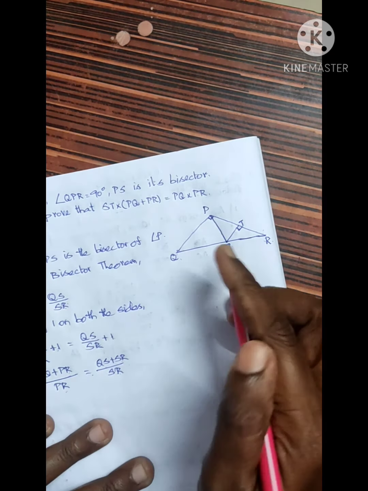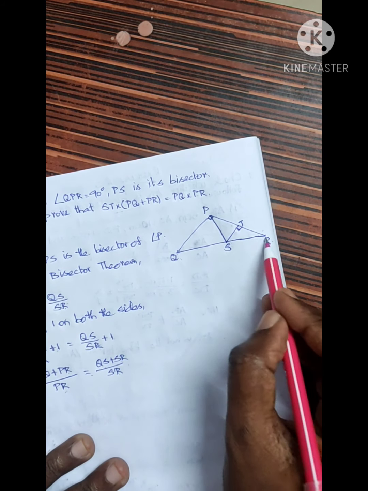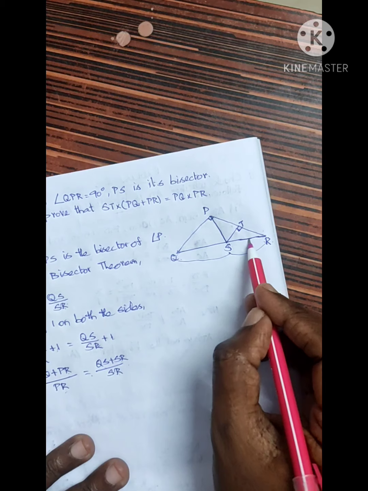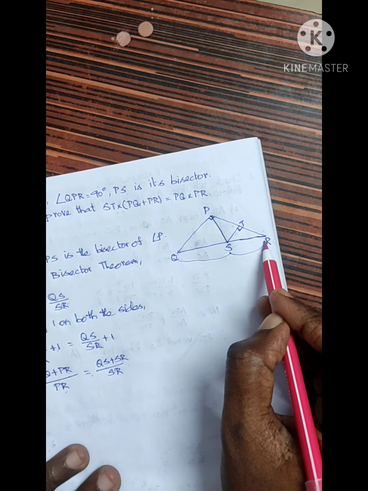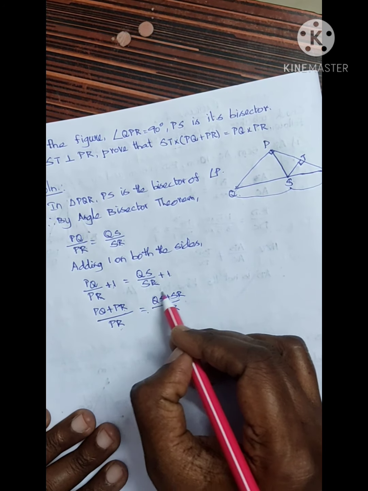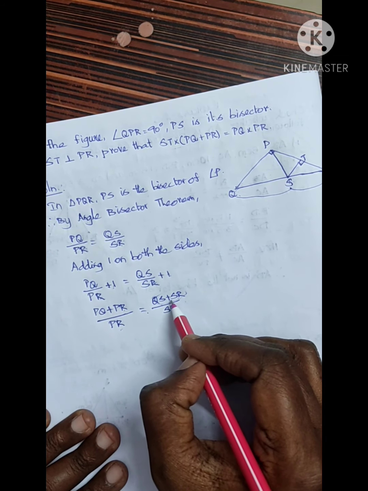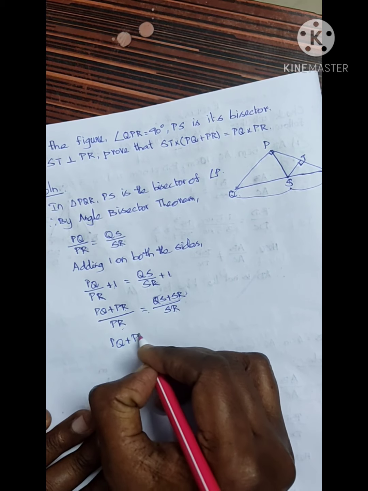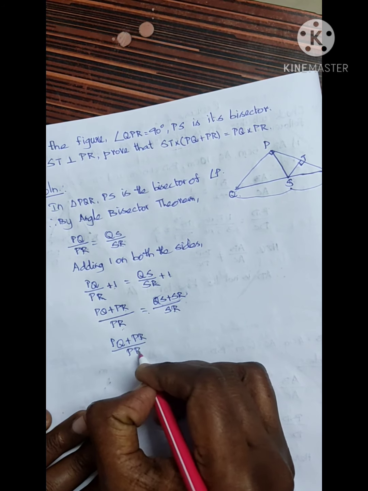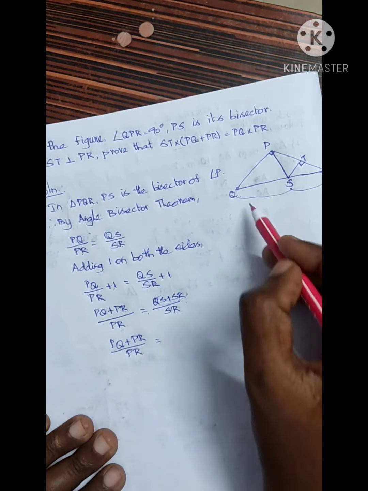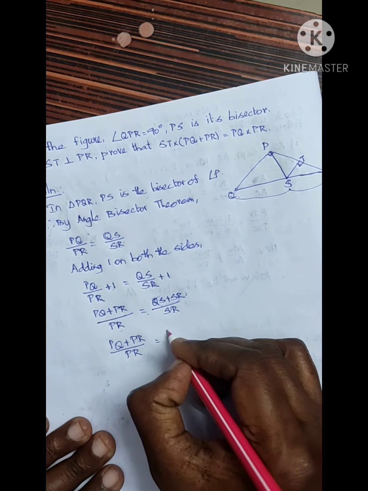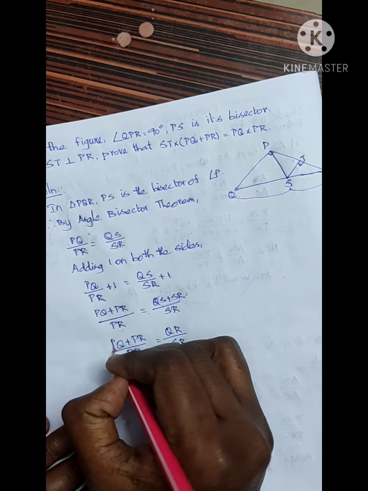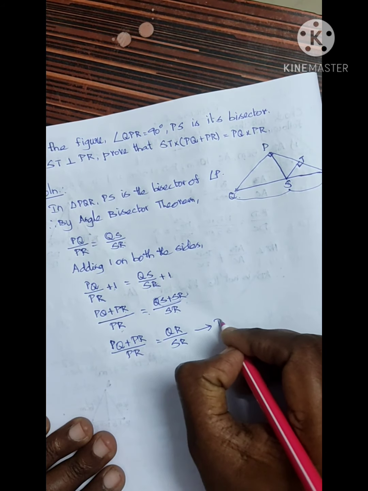Now see this, children. QS plus SR. When we add these two, we got QR. So numerator of this one becomes QR. So PQ plus PR by PR equal to QR by SR. Let us take this as 1.